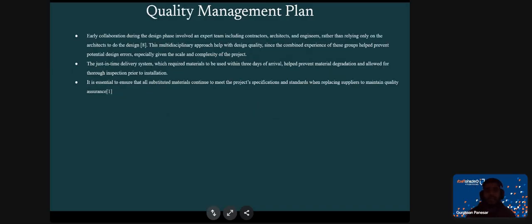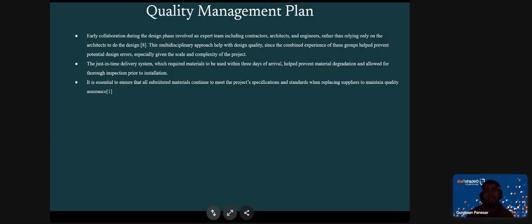Now we have the quality management plan. Early collaboration during the design phase involved expert teams, including contractors, architects, and engineers. Rather than just relying solely on architects to design, they had contractors and engineers help with the design. The combined experience of these groups helped prevent any potential design errors and anything that could possibly go wrong. Due to the complexity of the project, this essentially helped out with the quality aspect of the design.